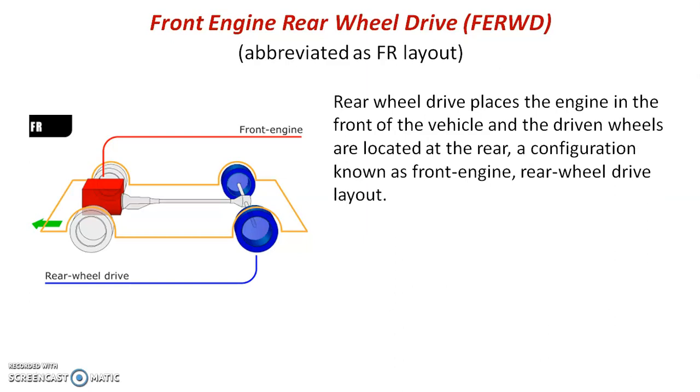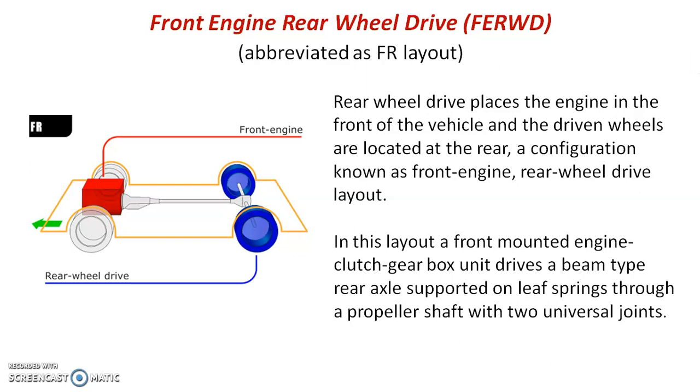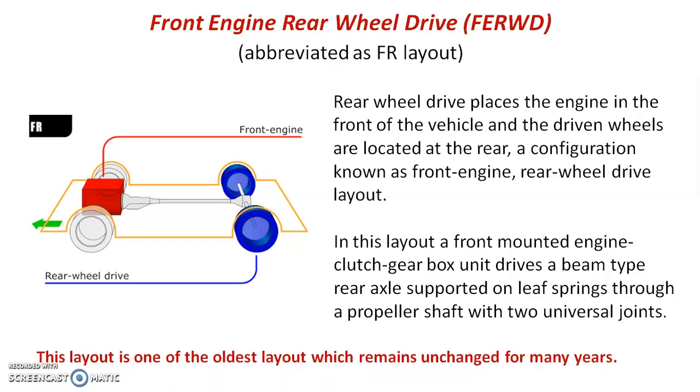Rear wheel drive places the engine in the front of the vehicle and the driven wheels are located at the rear, a configuration known as front engine rear wheel drive layout. In this layout, a front mounted engine clutch gearbox unit drives a beam type rear axle supported on leaf springs through a propeller shaft with two universal joints. This layout is one of the oldest layouts, which remained unchanged for many years.